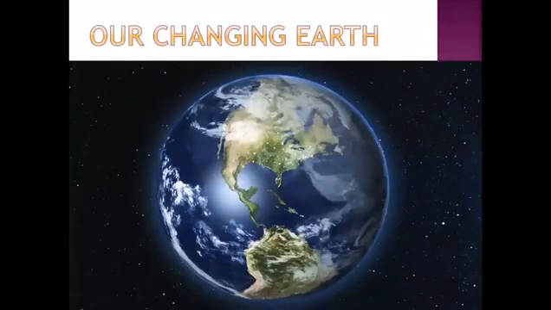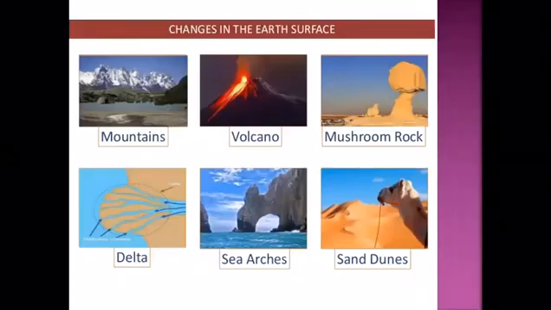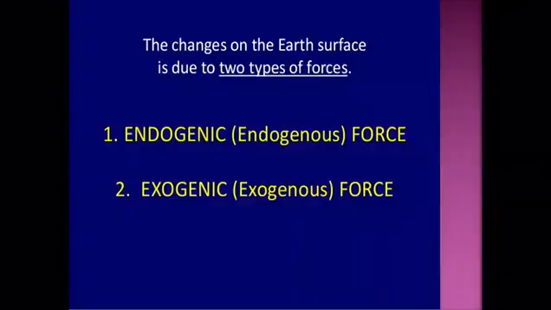Earth is a dynamic planet. It keeps on changing day by day. There are several changes that occur in the Earth's surface. For example, formation of mountains, delta, sand dunes, mushroom rocks, or eruption of volcanoes, etc. The changes on the Earth's surface are due to two types of forces. The first is endogenic force, and the second one is exogenic force. We will be studying them in detail.